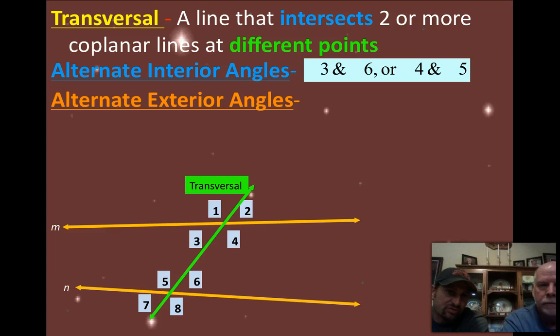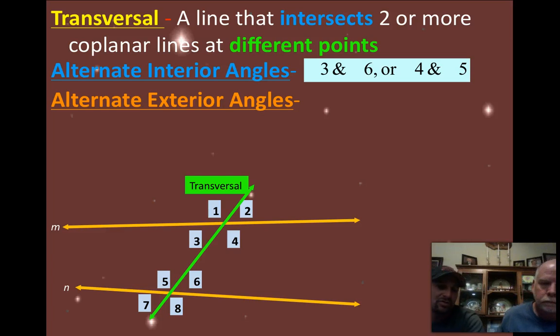If we take Mr. Scritchfield's interpretation of alternate, that means we're going to be on opposite sides of the green line. And if interior was in between the 2 lines, then exterior is going to be on the outside of those 2 lines. So alternate exterior is really not much of an extension from alternate interior. We're just going from the middle to the top and the very bottom of those 2 lines. And once again, I'm going to use my logic: angle 1 is on the outside and it looks kind of obtuse. When I look down at the bottom, angle 8 is also obtuse and it's on the outside. So I'm going to say there's a relationship of alternate exterior angles between angle 1 and angle 8.